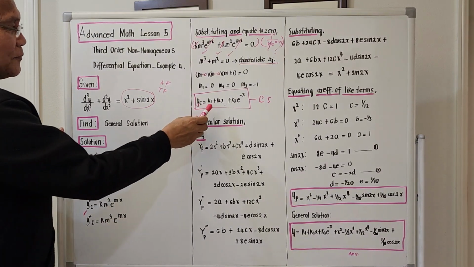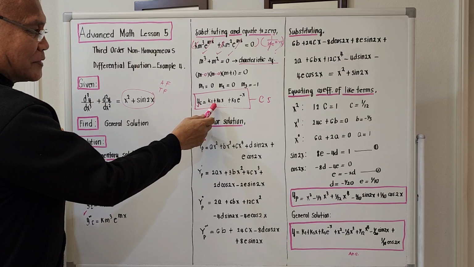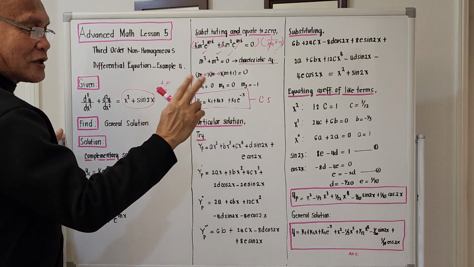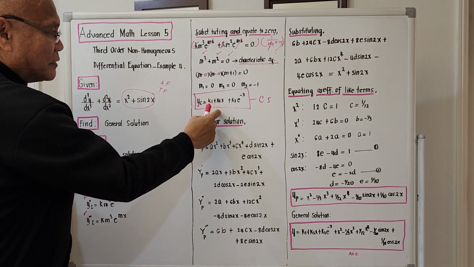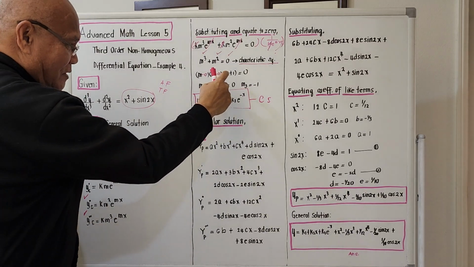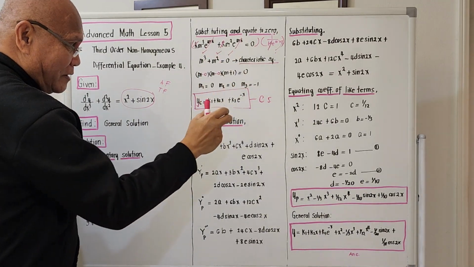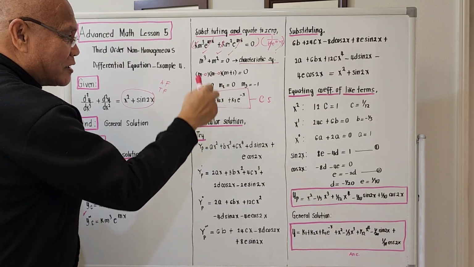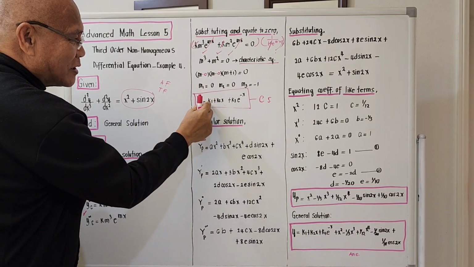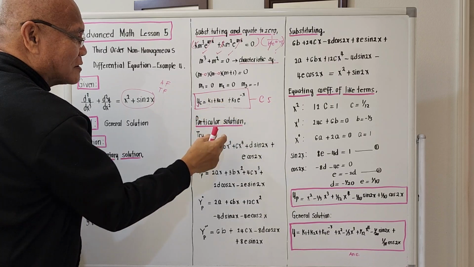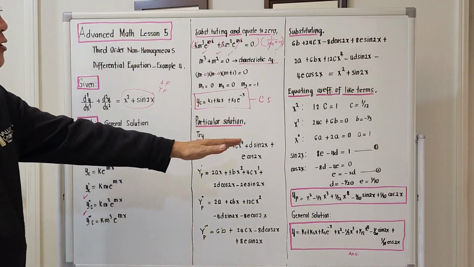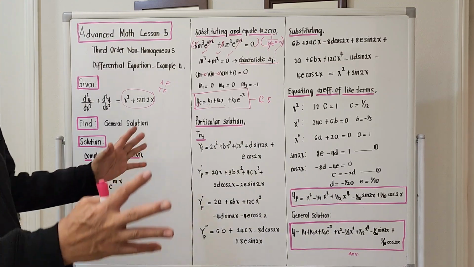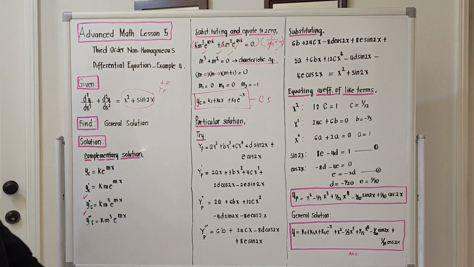The first one falls under case number 1, in which the roots are equal and they are real. K1 plus K2x times e to the common root, which is 0 times x, it will become 1. So this will just be simply K1 plus K2x plus K3 e to the negative x. Not so much on the complementary solution. Okay, let's proceed with the particular solution.